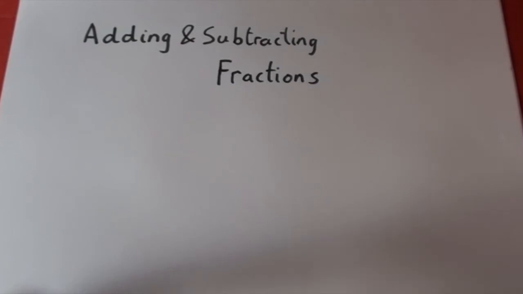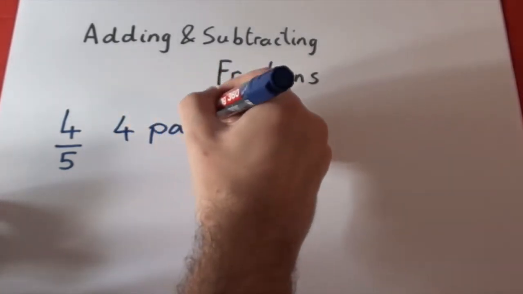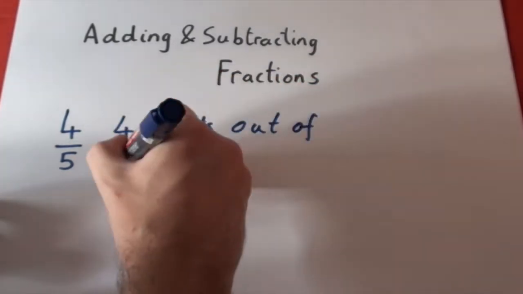Today we're going to be looking at adding and subtracting fractions with a common denominator. That means the same bottom number. Before though, we're going to do a quick check of vocabulary. So this is the fraction 4/5. It means 4 parts out of 5.